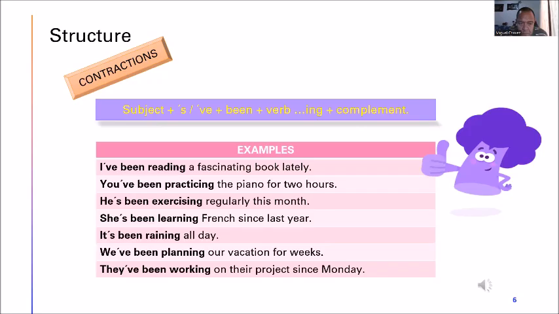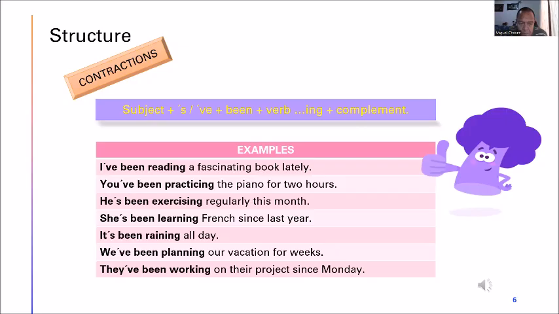Thus, when we use the present perfect continuous tense in speaking, we often contract the subject and the first auxiliary verb. We also sometimes do this in informal writing. See these examples. I've been reading a fascinating book lately.